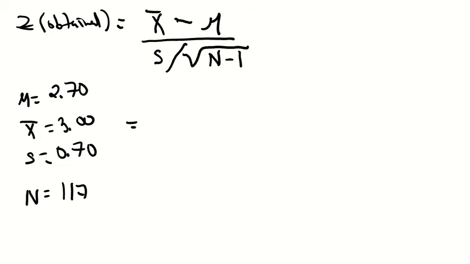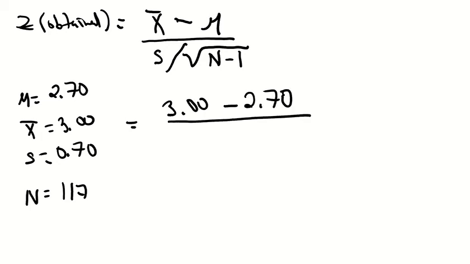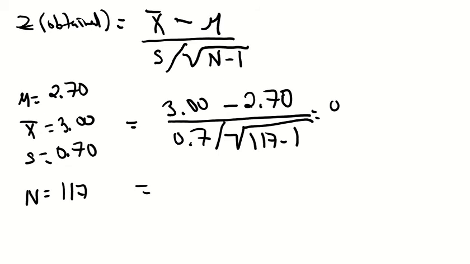If we plug this into our formula, what we get is 3.0 minus 2.7, over a standard deviation of 0.7 divided by the square root of 117 minus 1. Let's do the stuff on top first because it's just that simple. So we get 0.3 on the top.